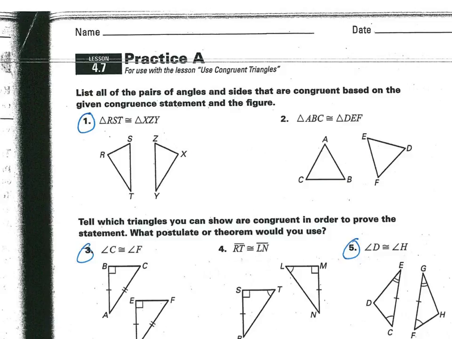First question, we're just doing the ones that I circled. You want to list all pairs of angles and sides. Remember, use these letters, whatever order the letters are in. For example, I'll give you the first one. If you're going to list the angles, I would say angle R and angle X, and the reason I'm saying that is because they're both the first letter in the statement. Then when you list the sides, again, you're wanting sides that correspond with each other. So there should be 3 sets of angles, 3 sets of sides for number 1.